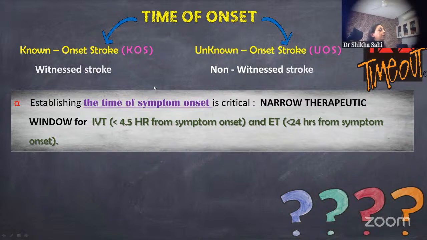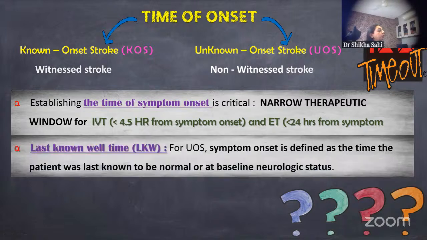Establishing the time of symptom onset is very important because of the narrow therapeutic window for reperfusion in such patients. It is easy in the case of a witnessed stroke, but in a non-witnessed stroke, a question mark arises if we do not know when the stroke happened. There is one more term used, the last known well time. For unknown onset stroke, the symptom onset is defined as the time the patient was last known to be normal or at baseline neurological status.